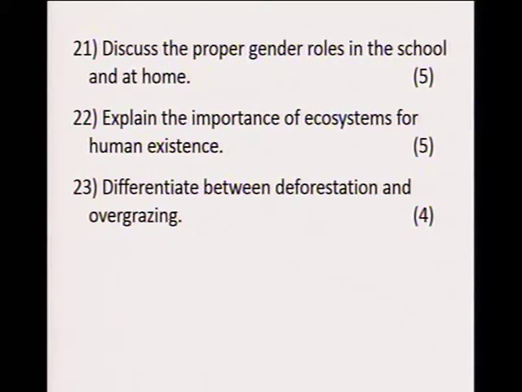And question 23. Question 23 is about distinguishing. So you are asked to differentiate between deforestation and overgrazing. So what is the difference between deforestation and overgrazing? Out of 4 marks, distinguish or simply differentiate between deforestation and overgrazing, and that is out of 4.